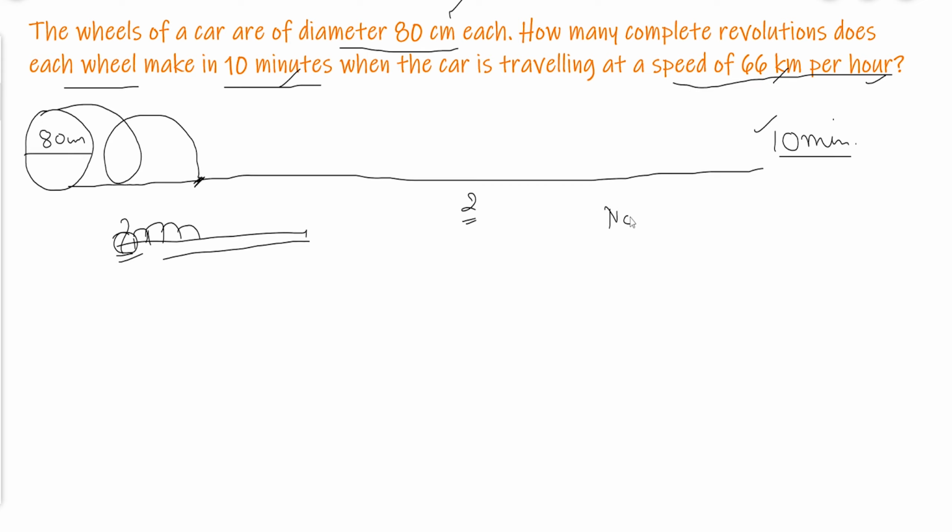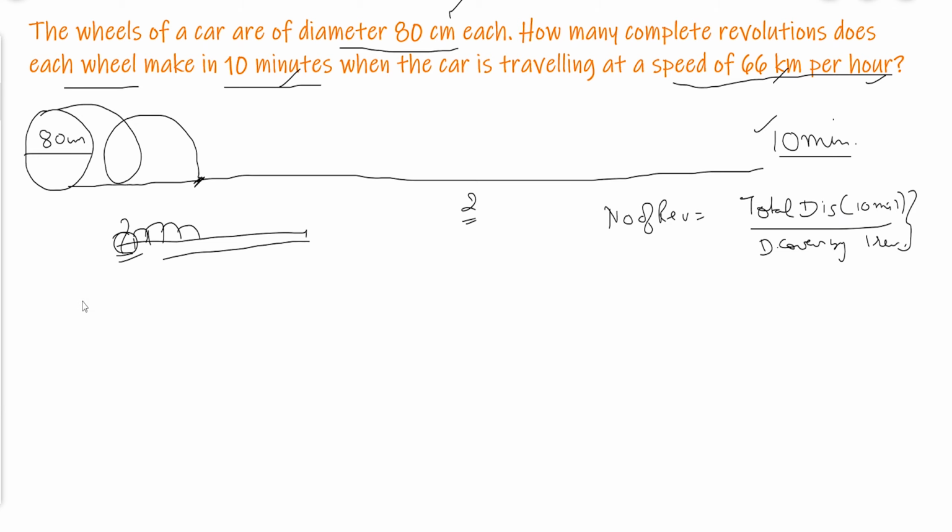So here we can write that number of revolutions is equal to the total distance traveled by the car wheel in 10 minutes divided by the distance covered by the car wheel in one revolution. This we are supposed to do finally. So how will we start? Very first we are supposed to find the total distance in 10 minutes.